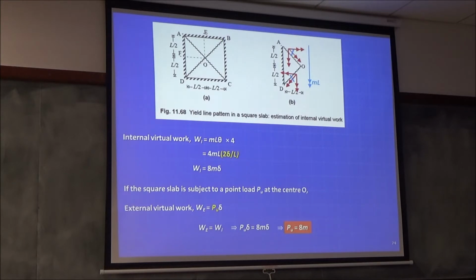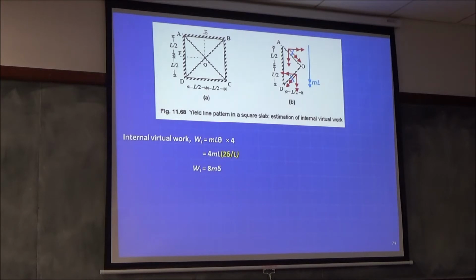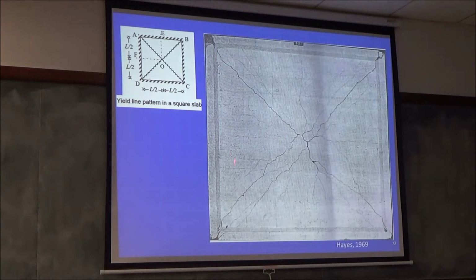PU equal to 8m. Again, don't get worried about the units. M is kilonewton meter per meter, which is kilonewton. That's why the units are matching. It's 8m. Got it? That means if you give me this slab, and this is experimentally proven, and you put isotropic reinforcement in it, and you find out the moment capacity. When you find out the moment capacity in a lab test, you should remove all the partial safety factors.